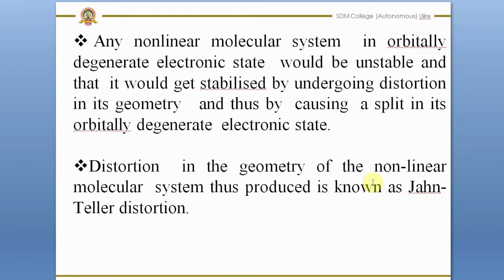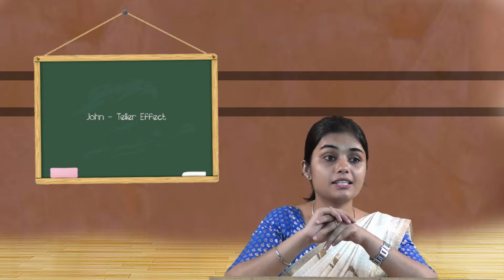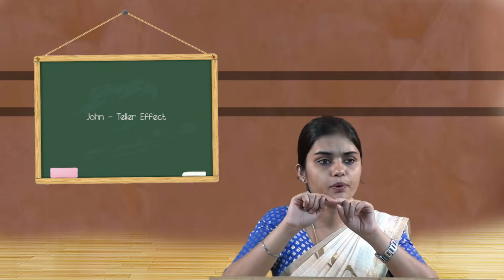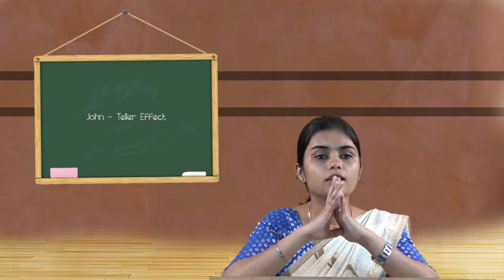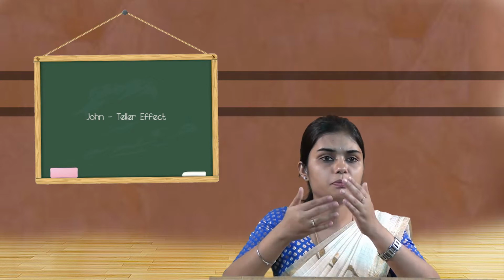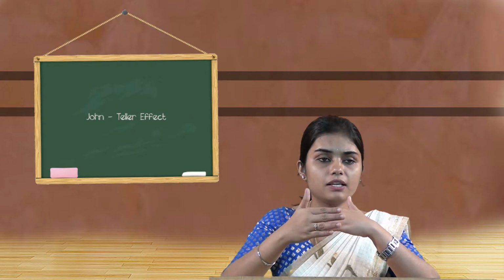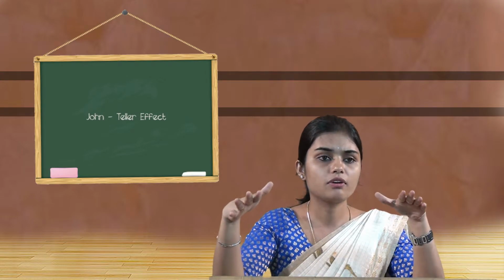In order to illustrate this Jahn-Teller effect, we shall take an example of a copper complex, that is a Cu2+ complex, in an octahedral complex where it is surrounded by unidentate ligands. So let us study the Jahn-Teller effect by taking the octahedral complex of copper where the copper is surrounded by unidentate ligands.